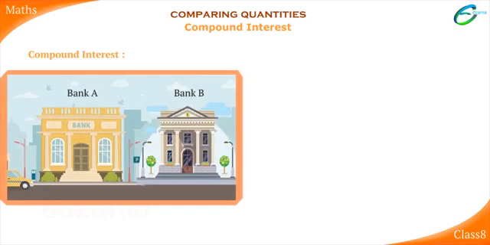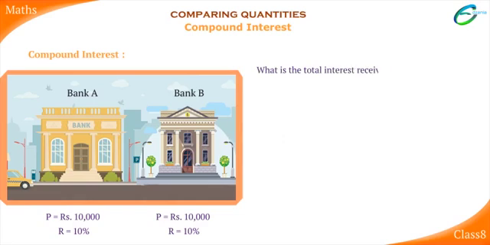Mr. Mohan invested 10,000 in Bank A and another 10,000 in Bank B for some purpose. Both the banks offer an interest rate of 10% per annum. The interest is paid at the end of each year. After 4 years, Mr. Mohan withdraws his money deposited in both the banks.